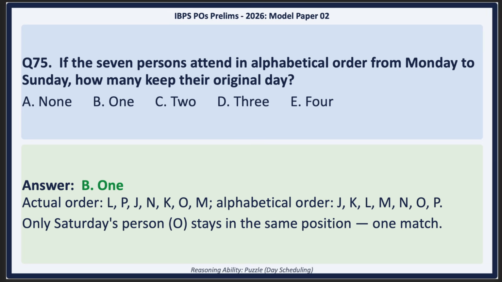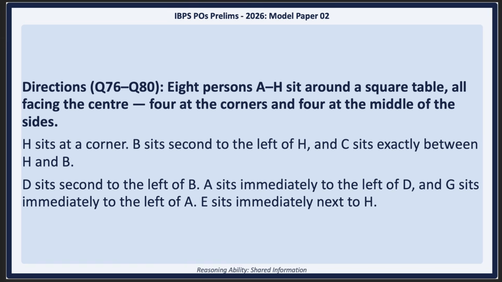That sounds exhausting. And if you force yourself to align them carefully, you see that only one person, O, sitting in the Saturday slot, matches up perfectly in both lists. Exactly. It measures your ability to run 2 competing frameworks without letting them bleed into one another. Okay, so we've mastered linear lists. Mm-hmm. Now for questions 76 to 80, the paper transitions into 2D spatial dynamics.